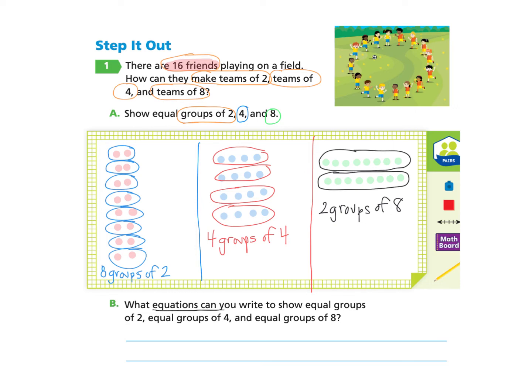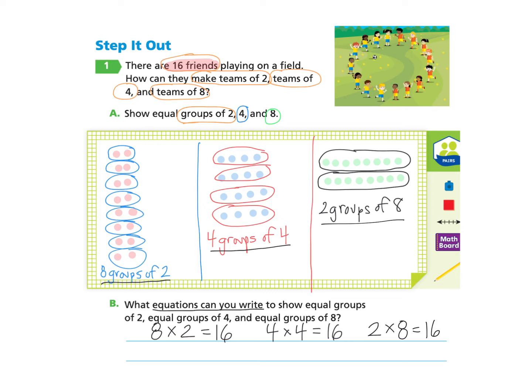Now let's take a look at part B. What equations can you write to show the equal groups of 2, equal groups of 4, and equal groups of 8? So again, if you'd like to pause and try this on your own and then come back, you're welcome to do so. All right, well, the first one, the 8 groups of 2, shows me that I can have 8 groups and multiply them by 2 and get the answer 16, which is our total. Then we have the next group, which was 4 groups of 4 make 16. And then we have our 2 groups of 8 make 16. These are our multiplication equations.